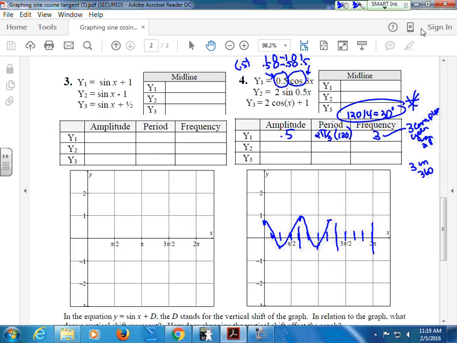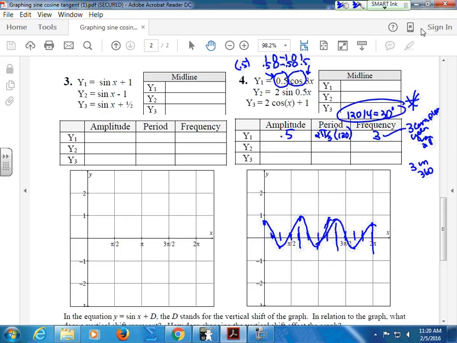Whoops. 0, 0.5. Sorry. Then my third one. 0. Oh, sorry. 0.5. 0. Negative 0.5. 0. 0.5. See it? 3 cycles in 2 pi. My amplitude is 0.5.